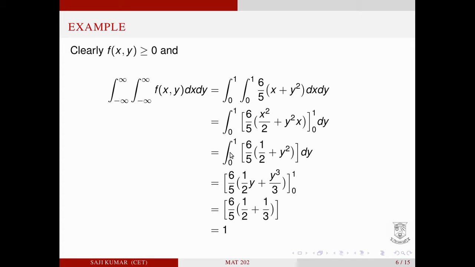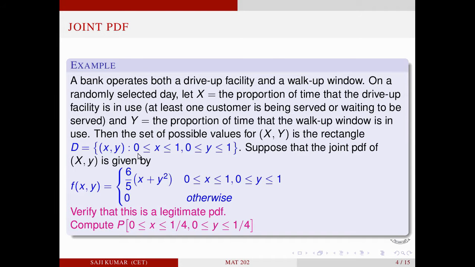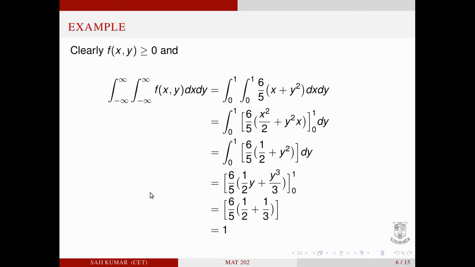And by definition we can see that this f of x,y is greater than or equal to 0, because here x and y are varying from 0 to 1, and if you are adding x plus y square, that is a positive quantity. Also multiplication with 6 by 5 will give a positive quantity. So clearly this function is greater than or equal to 0.